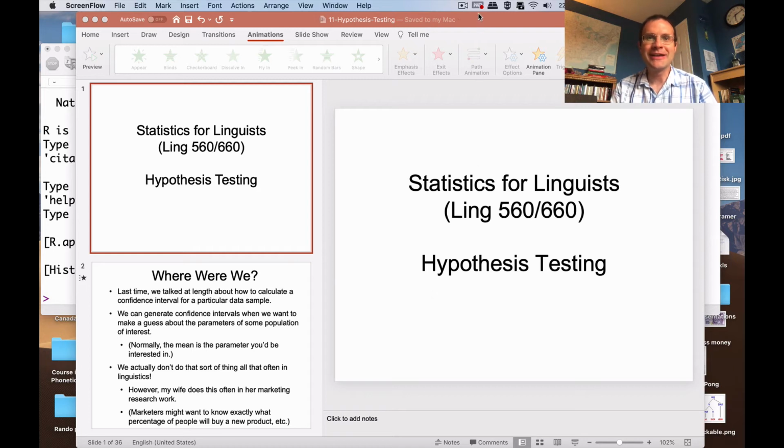All right, hello everybody. We're back, and today we're going to talk about hypothesis testing. And I'll just pause here at the beginning of this lecture and say that this is a concept that's really at the core of what most social scientists do with statistics. So I want to walk through it slowly and in detail to make sure you understand it.